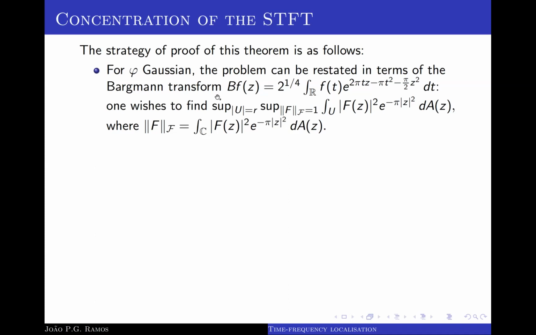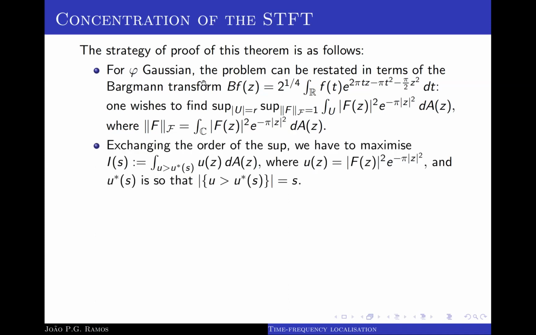So you can translate the problem of finding the optimal sets for the Gaussian window to finding the optimal sets for concentration of the Bargmann transform. And the Bargmann transform has this nice property that it is an isometric isomorphism between L2 and the space of entire functions on C of order 2, such that the integral over C of |F| squared e to the minus pi |z| squared is finite. So we have to optimize something that is related to complex analysis now. That's the first translation of the problem.